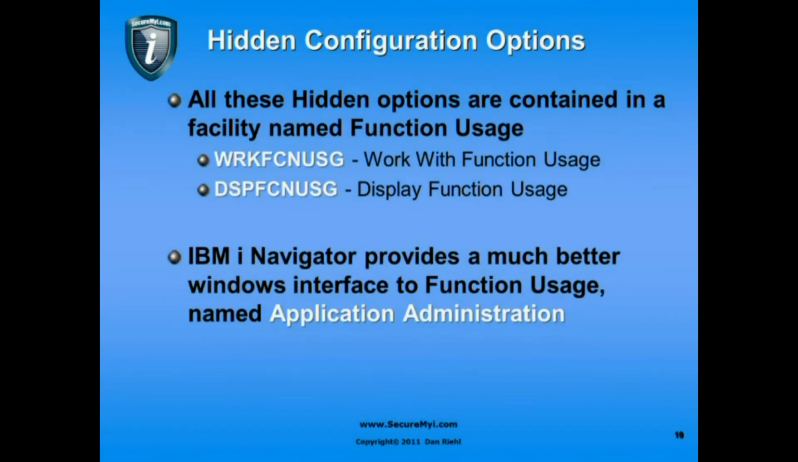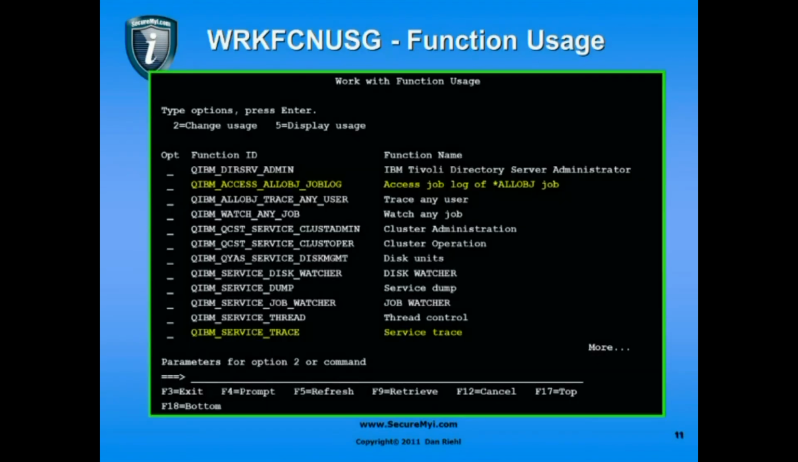Inside of IBM iNavigator for Windows, there is a much nicer interface to the function usage, and that is an application called Application Administration. Using these functions, you can set those hidden configuration options to be suitable for your own system. If you use the command work with function usage, this is the first display that you see, and one of the options here is access the job log of an all object job. This allows you to change the settings for this particular thing.